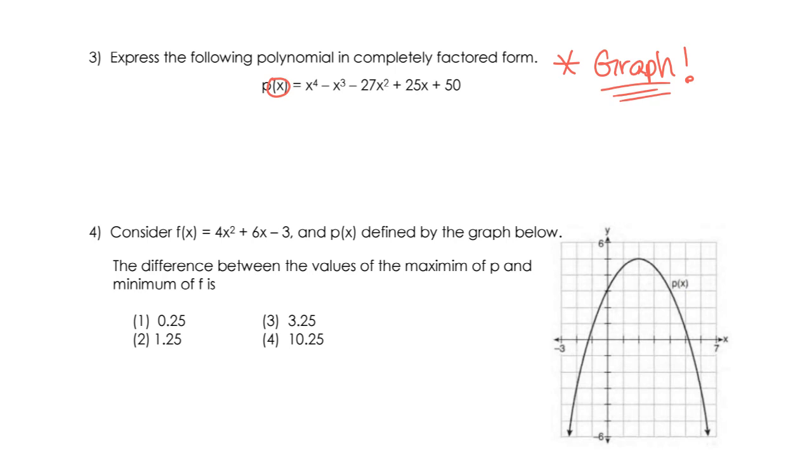So we're going to go to our calculator and we're going to type in x to the 4th minus x cubed minus 27x squared plus 25x plus 50 and hit graph. And so what we can do is we can see what the x-intercepts are, and therefore we'll know the zeros, and then we can take the zeros and turn them back into factors. So a little bit tricky on that one. A lot of people will have trouble coming up with the solution of graphing it.